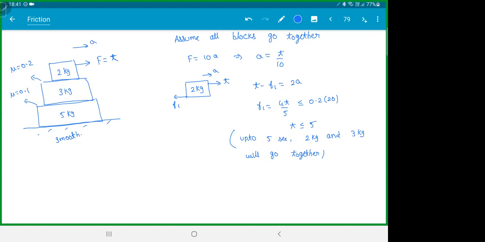Right? Now you take the 3 kg block and the 5 kg block. You can take 3 kg also. The reason I'm not taking 3 is that unnecessarily both F1 and F2 will come. You can do it, but it's just lengthy. So if you take the 5 kg block, the only force pushing it forward is F2. So we get F2 is equal to 5 into acceleration, which is 5T by 10. This should be less than or equal to 0.1 into 5. So this turns out to be T less than 10 seconds. So this is saying up to 10 seconds, I can keep 3 kg and 5 kg together.